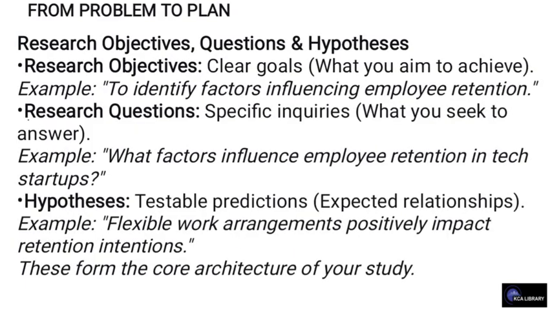Now, let's go from problem to plan. Let's look at research objectives, the question, and the hypothesis, what they are. Now, what are research objectives? These are clear goals. That is what you aim to achieve. This is usually done in chapter one of your research project. An example is to identify factors influencing employee retention. Let's say, for example, you are studying determinants of employee retention. One of your research objectives would be to identify factors influencing employee retention.